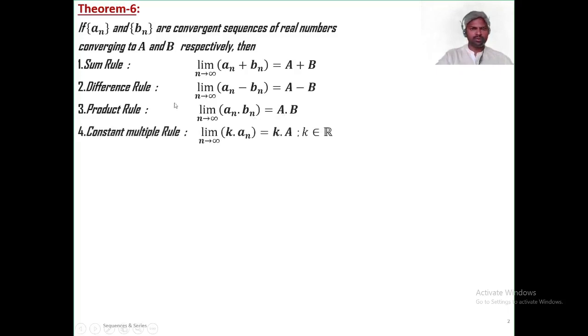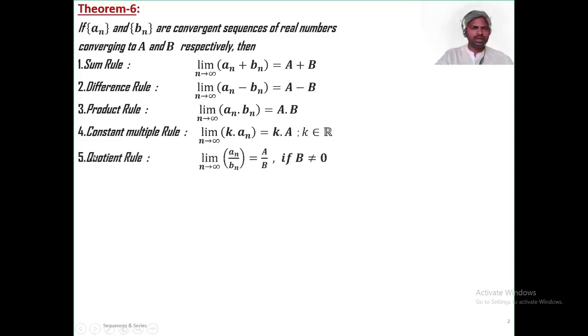Fourth one, the constant multiple rule. k is any real constant and an is the nth term of the sequence. Then the limit as n tends to infinity of k into an: k is irrespective of the limit, because here the variable is n. So the n terms you keep inside, and the remaining terms you send outside. Therefore you send k outside, and you get k into the limit of an, which is capital A. That's why k into a, where k is a constant. Of course k can be a complex number also, no problem, for some constant k. Okay.